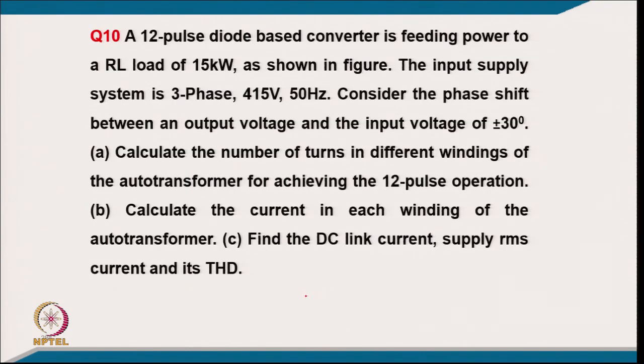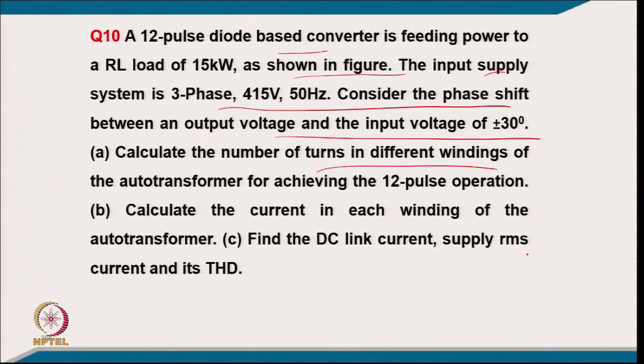Now coming to the 10th example. A 12 pulse diode bridge converter is feeding an RL load of 15 kilowatt, as shown in the figure, and the input supply is 3 phase 415 volt. Consider the phase shift of plus minus typically 30 degree. Calculate the number of turns in different windings of the autoconnection for 12 pulse operation. Calculate the current in each winding, the DC link current, and the supply current THD.